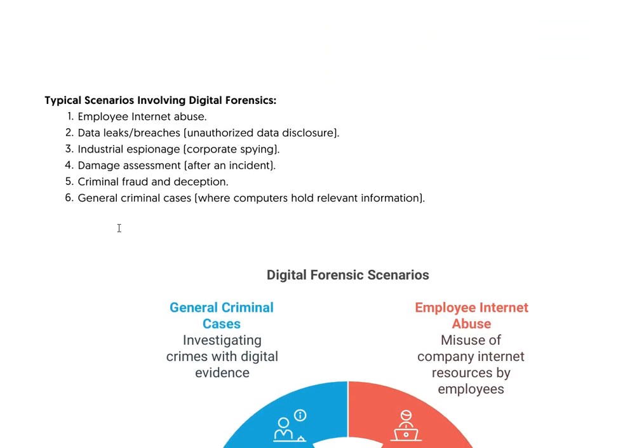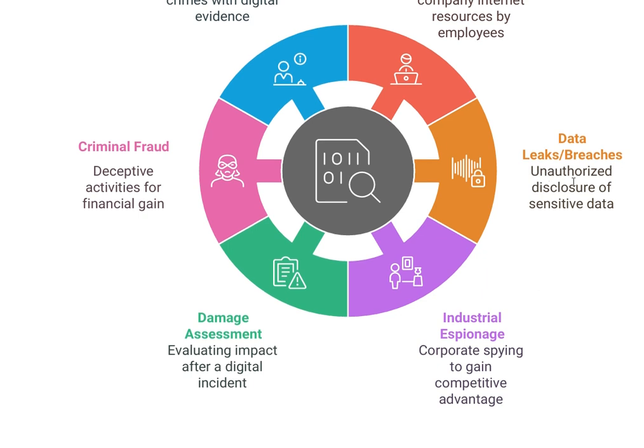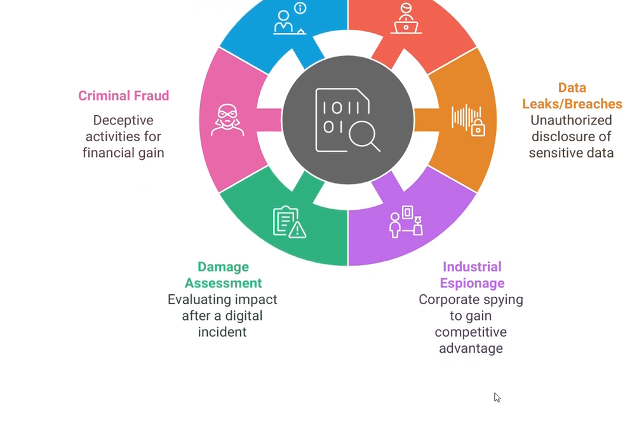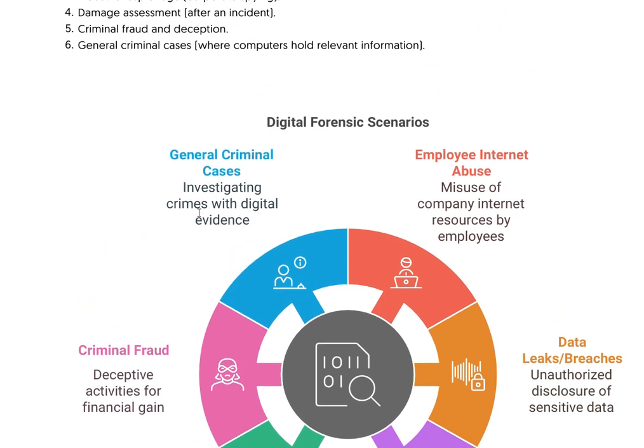Next, typical scenarios involving digital forensics are employee internet abuse, which means an employee is using the company's internet for personal use; data leaks or breaches; industrial espionage; corporate spying; damage assessment; criminal fraud and deception; and general criminal cases where computers hold relevant information. This image will give you more clarity. Employee internet abuse means misuse of the company's internet resources by employees. Data leaks or breaches mean unauthorized disclosure of sensitive data, such as selling it to other people. Industrial espionage means corporate spying to gain a competitive advantage. Damage assessment is evaluating the impact after an incident has happened. Criminal fraud is deceptive activity for financial gain. General criminal cases involve investigating crimes with digital evidence.